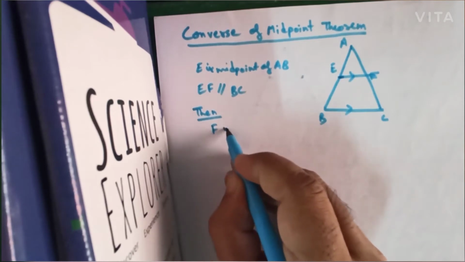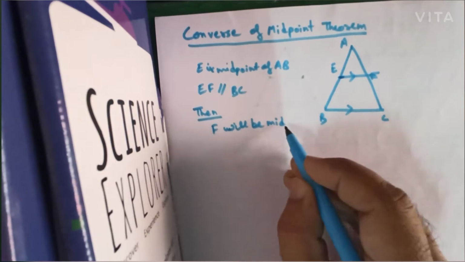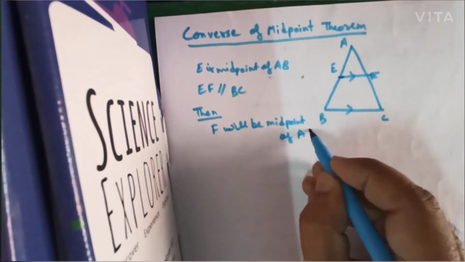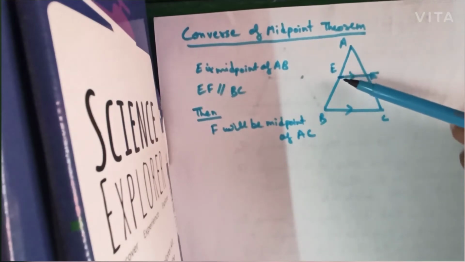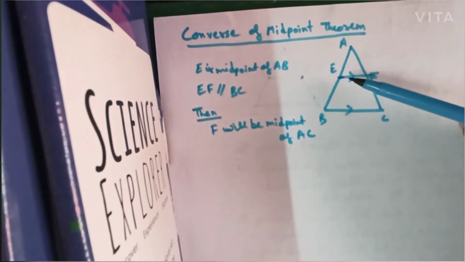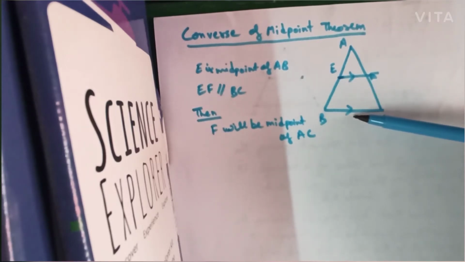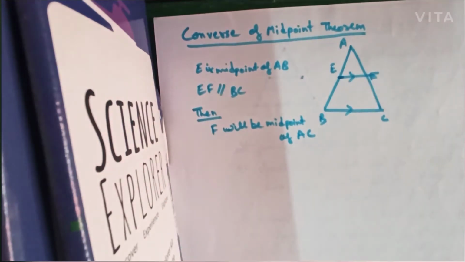Then F will be the midpoint of AC. This is known as the converse of the midpoint theorem. Means E is the midpoint of AB, and a line drawn from the midpoint of AB parallel to the second side of the triangle will bisect the third side. That is, the point at which this line will intersect the third side will be the midpoint of the third side.